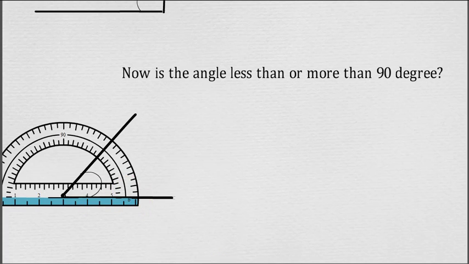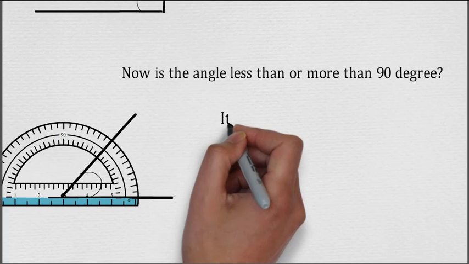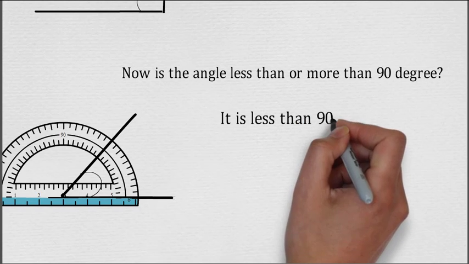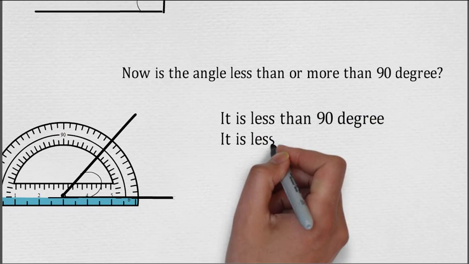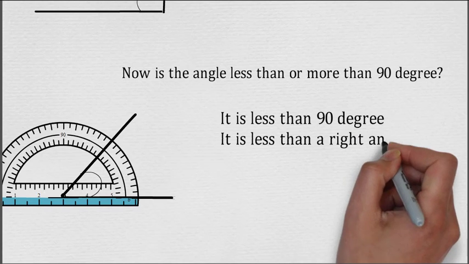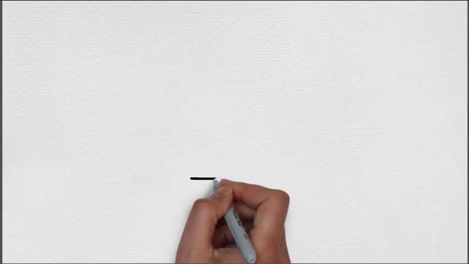So this line, we must give importance to this line. Why? Because the center point should be at the angle. If we put the protractor here, this line should be in line with the line that is given in the protractor. Yes, so it is less than 90 degrees. We know that it is less than 90 degrees, so it is less than a right angle. Now let us draw another angle.